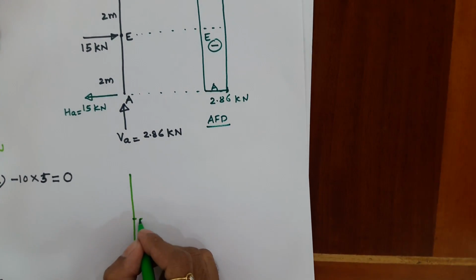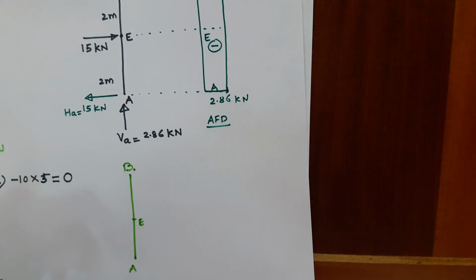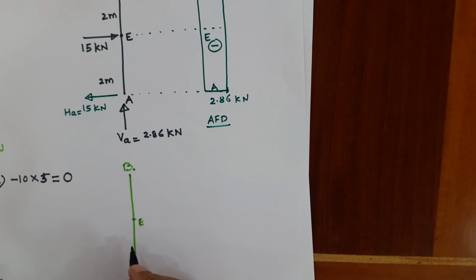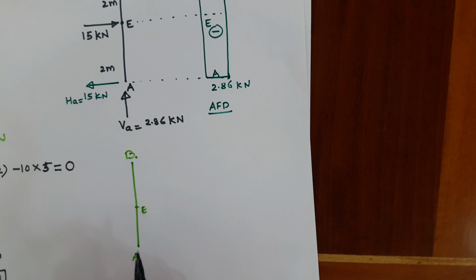Now again you draw it: A, E, B. Positive entities I show outside the frame. So left up is positive, so it is 15 kilonewton.